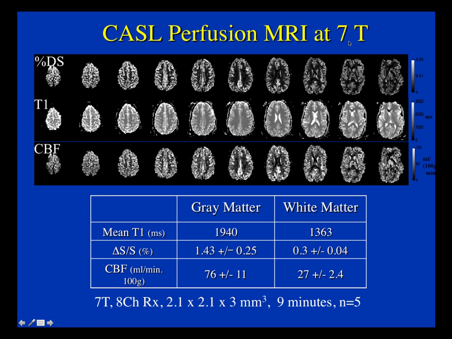Here are some quantitative CBF maps using continuous ASL. What I would like to point out is that we were able to quantify the perfusion signal changes using the scaling factors that I showed you earlier. In this case, the signal change in gray matter was measured to be about 1.5%, and the white matter is quite low. The CBF was quantified to be around 70 in gray matter and around 25 in the white matter. The resolution again here is about 2 by 2 by 3 millimeters, with an acquisition time of 9 minutes.